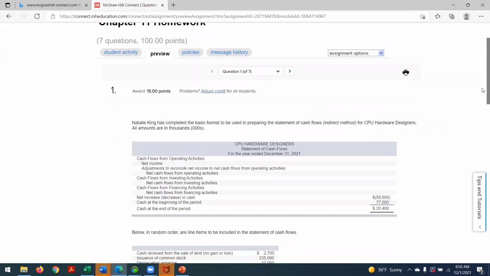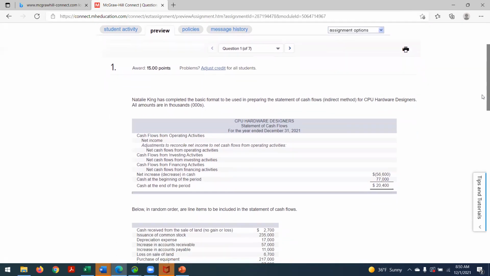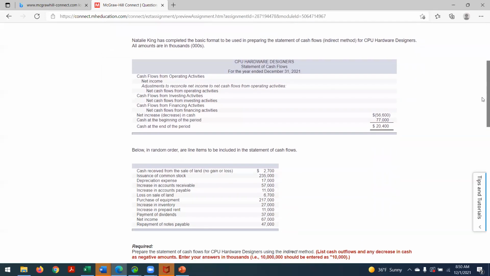Natalie King has completed the basic format to be used in preparing the statement of cash flows, indirect method for CPU hardware designers. All amounts are in thousands. Then it says below in random order are line items to be included in the statement of cash flows. Prepare the statement of cash flows for CPU hardware designers using the indirect method.